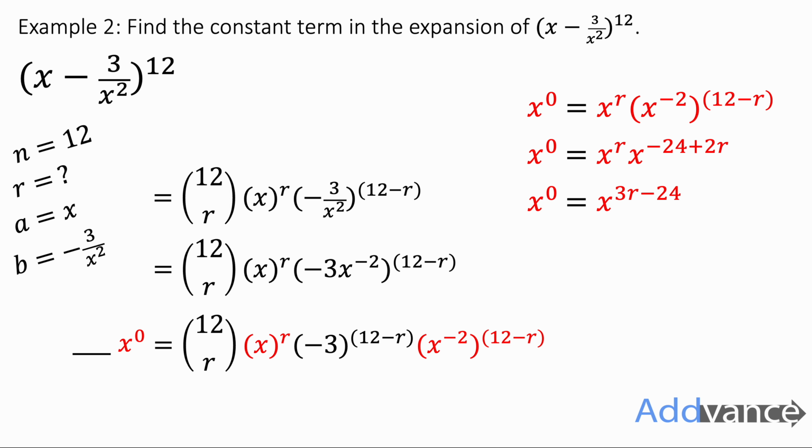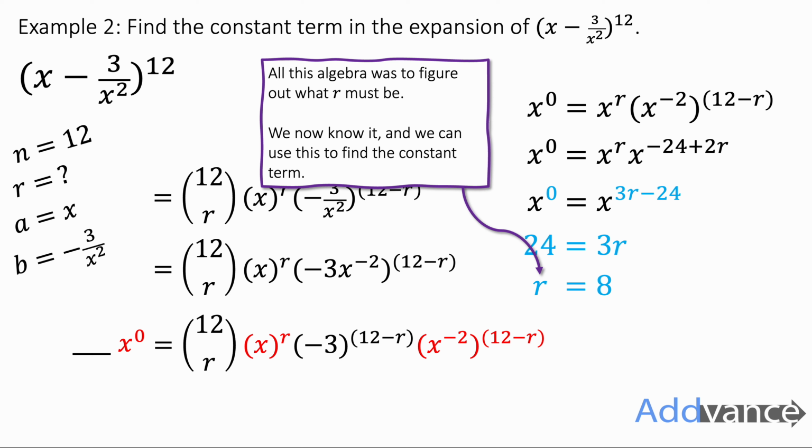Now we've got x to the power r times x to the power minus 24 plus 2r. That can combine by adding the powers. So you multiply them together, multiplying the x's together, so you can add the powers. And so when you add them, you get 3r minus 24. And therefore, these two powers must be the same. 0 must be the same as 3r minus 24. We rearrange that equation and we solve. 24 must be 3r. We divide by 3 and we get r is equal to 8. And so all the algebra we've done so far was just to find out the r we need for this expression to get the constant term.